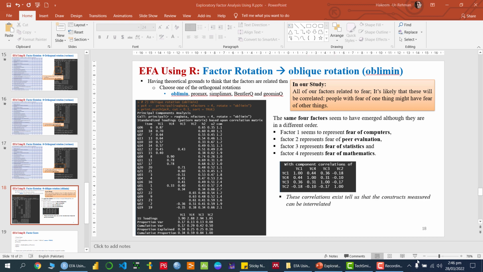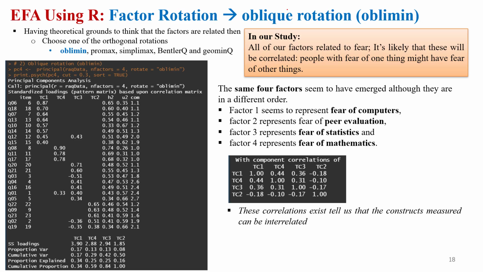So let's interpret the results. Even when we are applying the oblique rotation, oblimin, we are getting the same four factors: factor 1, factor 2, factor 3, and factor 4, which are basically the same four factors. Right now they may have a different order, but they have the same four factors. And lastly, as we have seen the correlation, this correlation is indicating that these factors are interrelated with each other. Whereas in orthogonal rotation, this correlation matrix is always the identity matrix. That's why R never shows you.